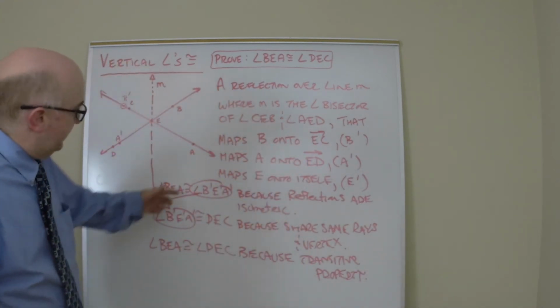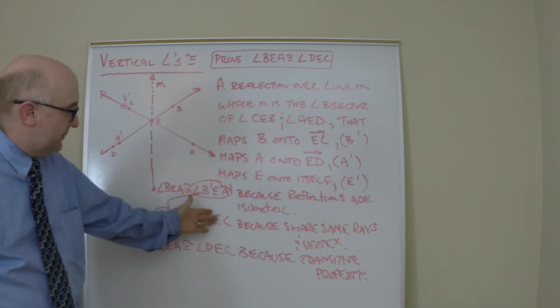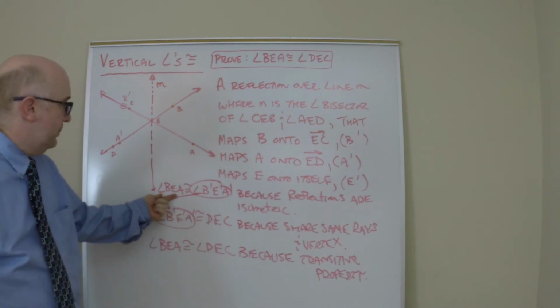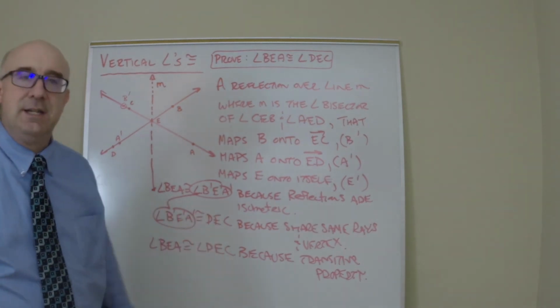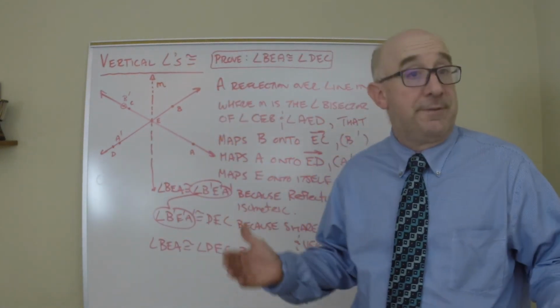Which basically says if you have an item equaling an item, it equals something else. Because of this, you transport yourself through. BEA is congruent to DEC. This is a very similar style of proof, but used a reflection.